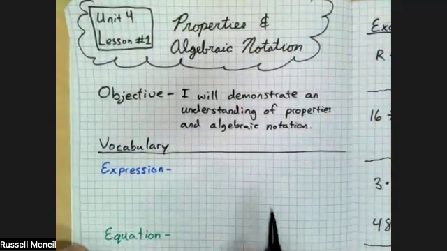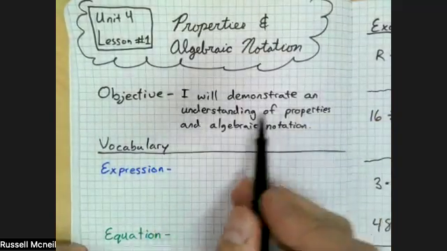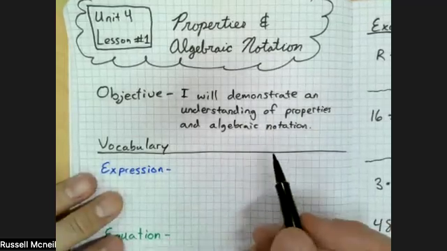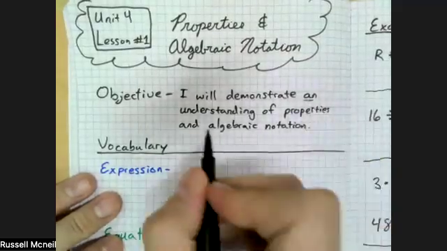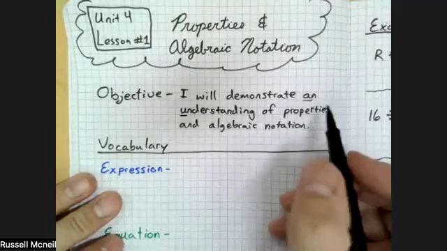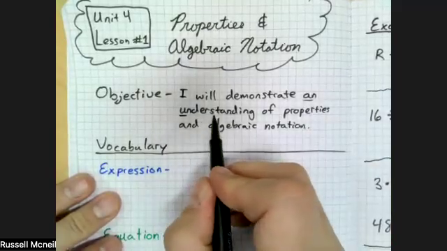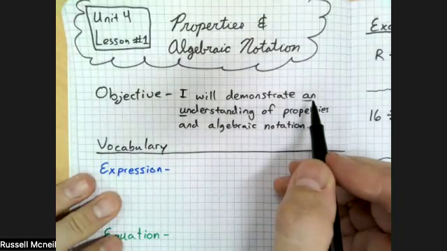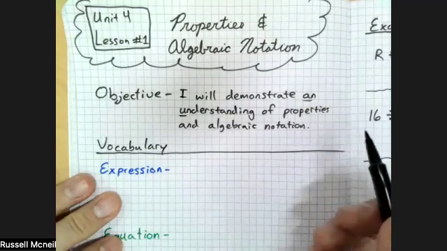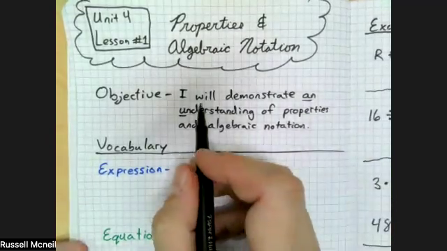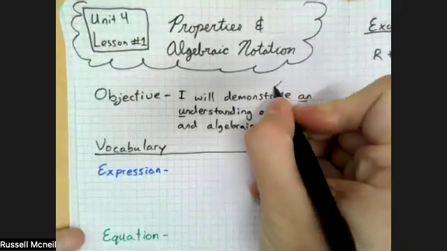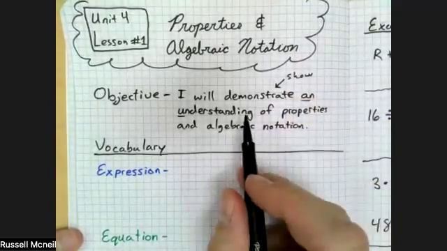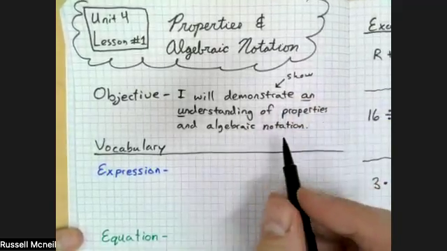And our objective, all right, here it is. I will demonstrate an understanding of properties and algebraic notation. Now take note, I used an instead of a because understanding begins with a vowel. So when we have a word that starts with a vowel, if we're showing that there's a single or one, so a understanding or an understanding, an's going to be the better option. So one more time, I will demonstrate, or show, fancy word for show, and you can show me by showing your work, an understanding of properties and algebraic notation.